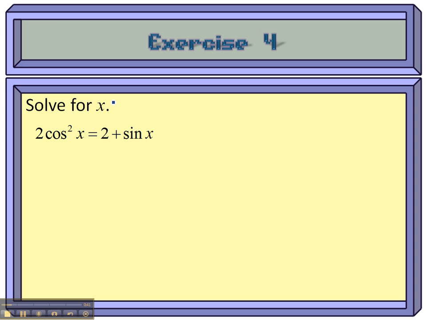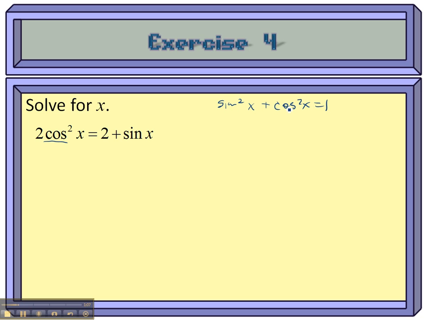On exercise 4, we have a cosine squared and we have a sine. If we tried to get that all on one side, we wouldn't be able to factor it. So we'd have to have everything in the same ratio. Fortunately, we have a cosine squared here, and we can easily turn a cosine squared into a sine squared using the Pythagorean identity: sine squared x plus cosine squared x equals 1.